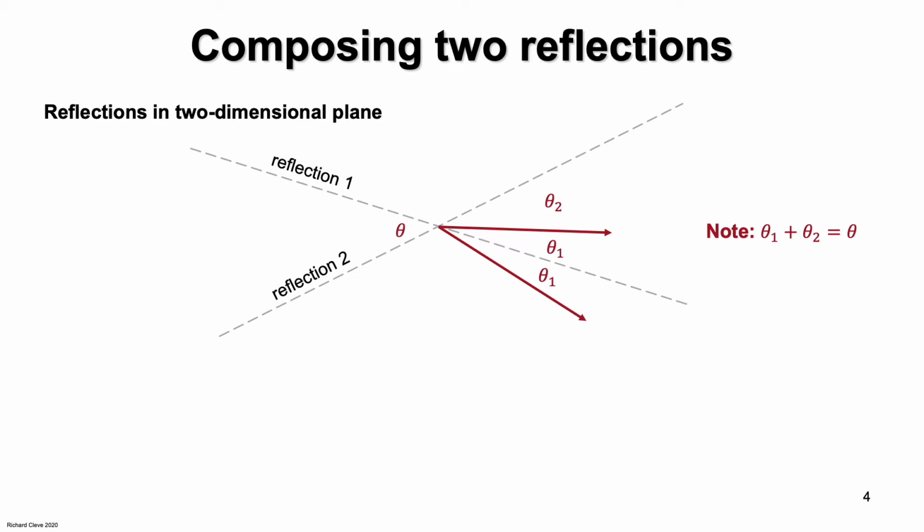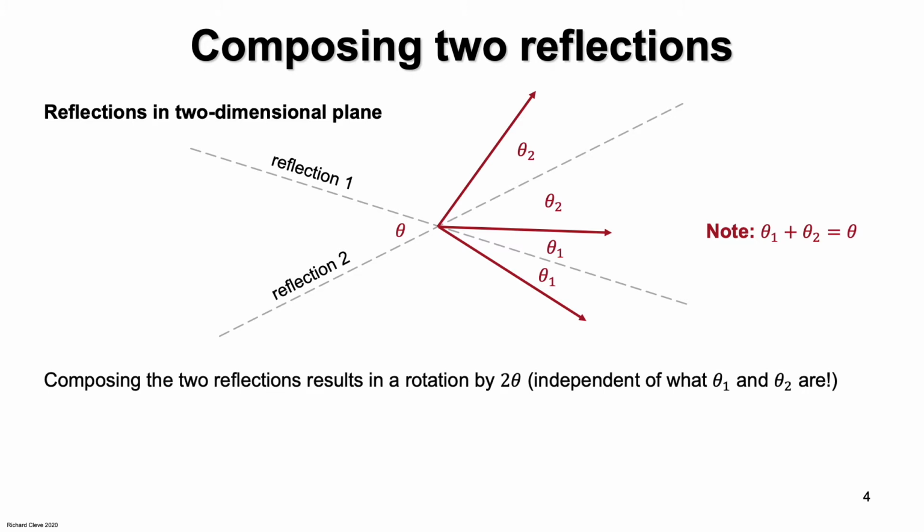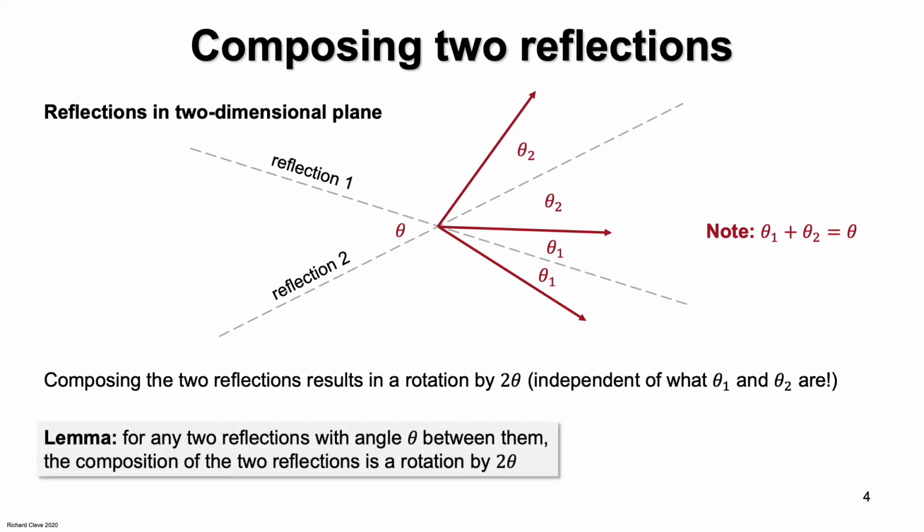Now, if we apply the second reflection, then the twice reflected vector makes an angle theta 2 on the other side of the second line. So what happened to the original vector as a result of these two reflections? It got rotated by angle 2 theta. Notice that the amount by which it got rotated just depends on theta. It does not depend on what theta 1 and theta 2 are. This is an illustration of the following lemma. For any two reflections with angle theta between them, the composition of the two reflections is a rotation by angle 2 theta.